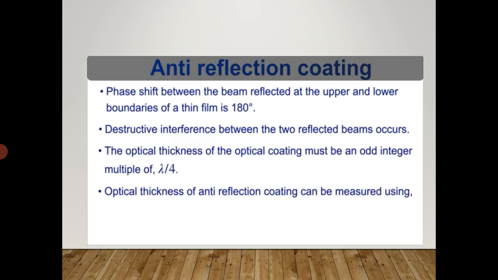In an anti-reflection coating, the phase shift between the beams reflected at the upper and lower boundaries of the thin film is 180 degrees. Destructive interference between the two reflected beams occurs. The optical thickness of the optical coating must be an odd integer multiple of lambda/4. The optical thickness of the anti-reflection coating can be measured.